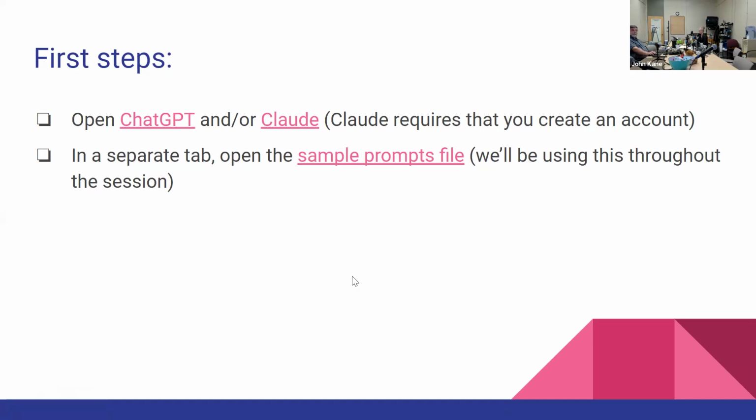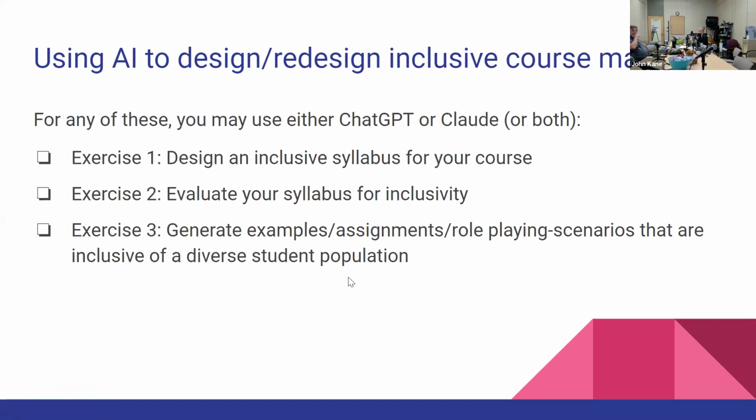Okay, and what we'd like you to do is actually experiment with these things. The first three things are helping to design a course, using it to help design something that's perhaps a little more inclusive than you might otherwise have done.